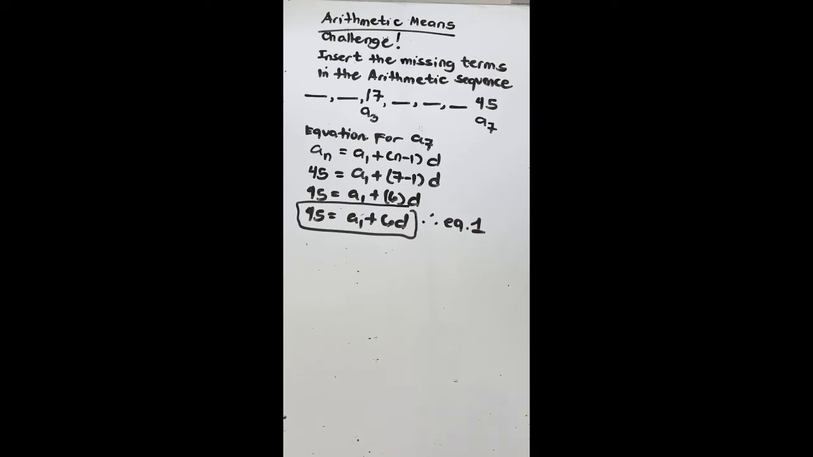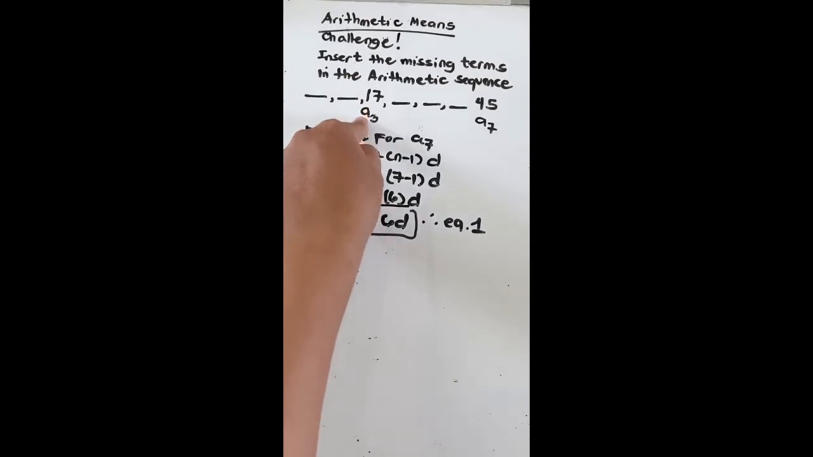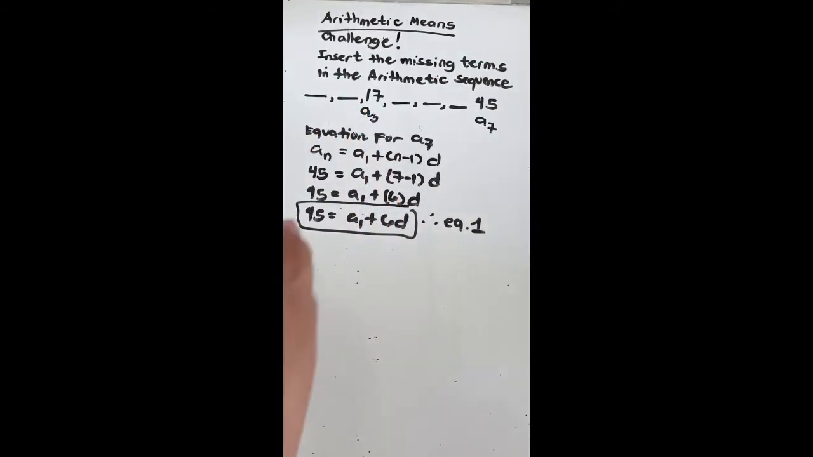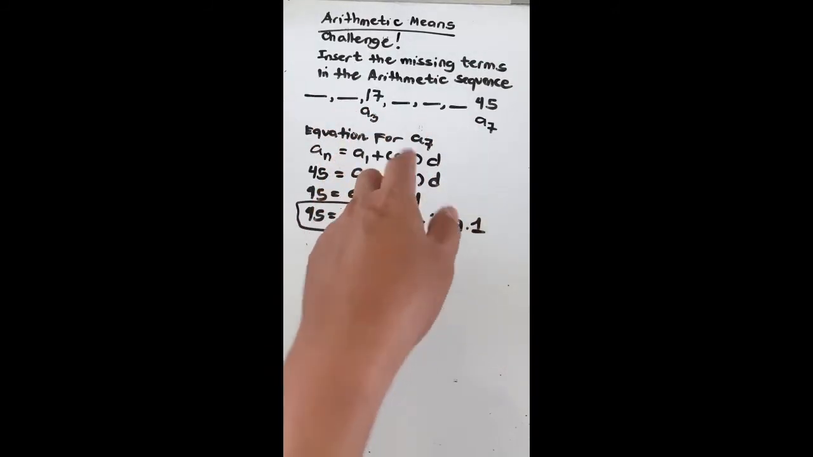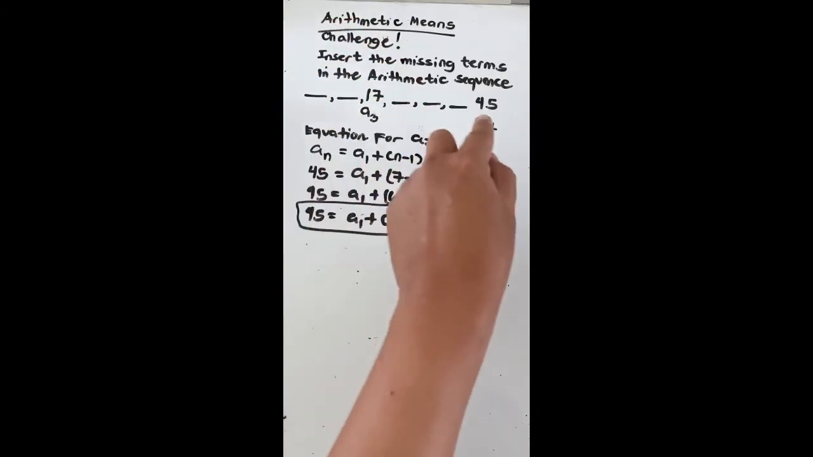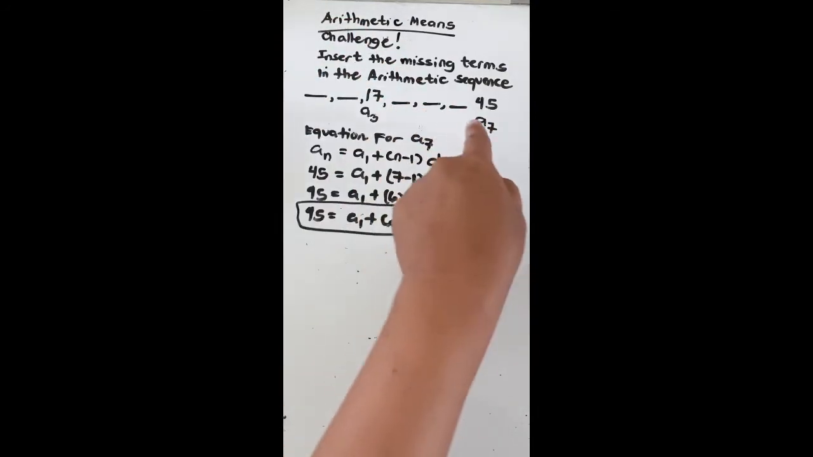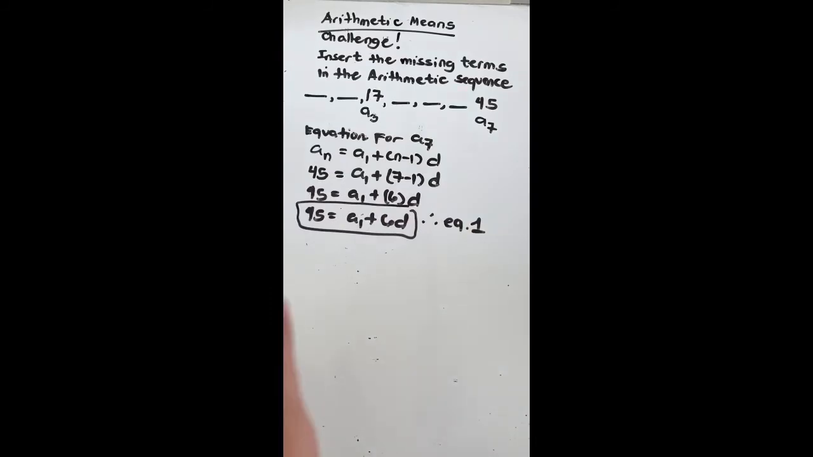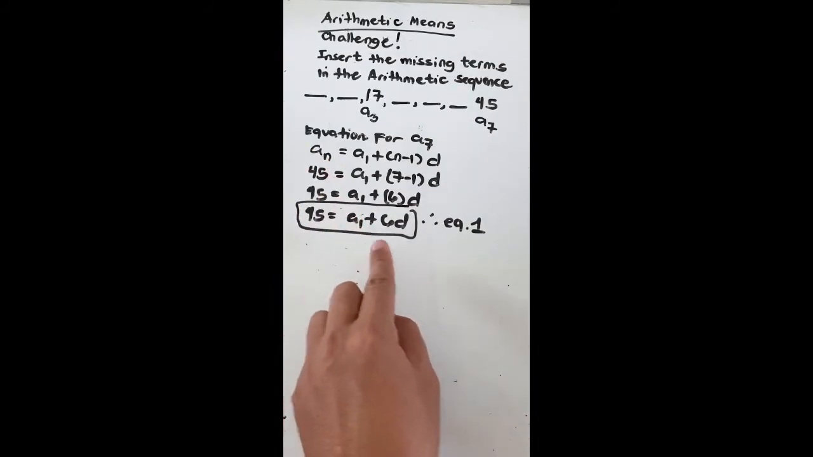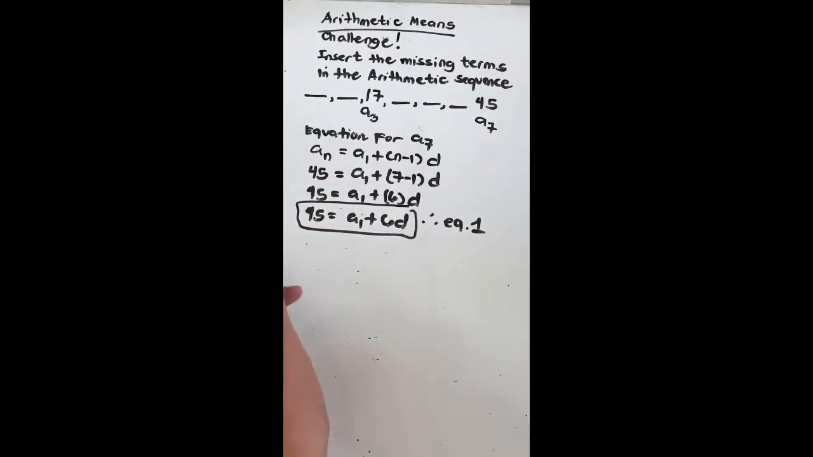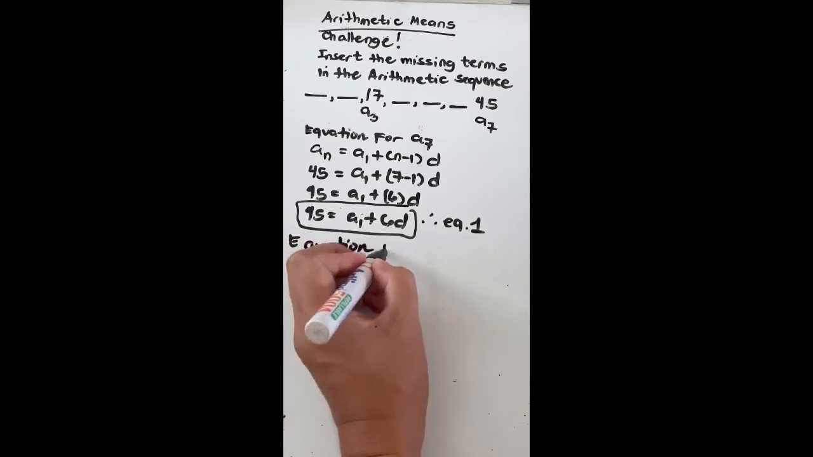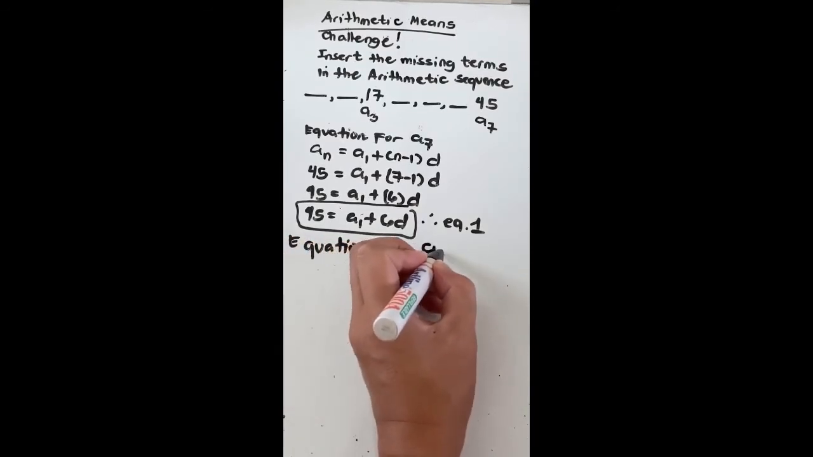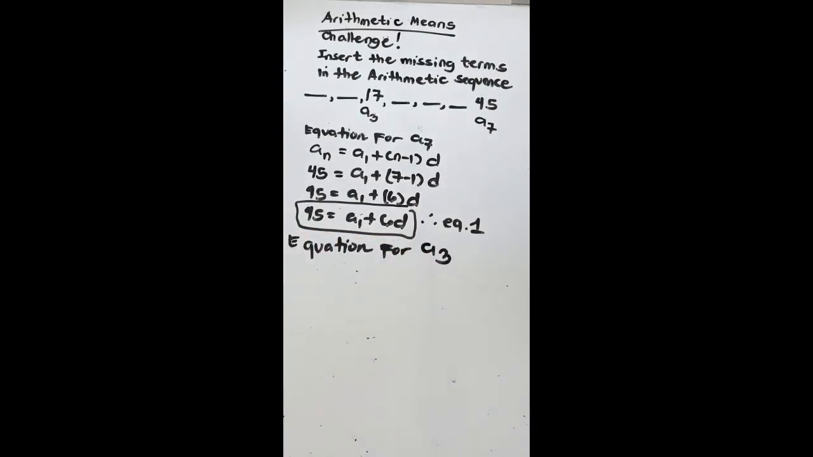Okay, so the next one is we need to get the equation for a sub 3. Kasi, dalawa lang yung given natin. So, our assumption, we need to get two equations. One for the a sub 7 and one for the a sub 3. So, natapos na natin, nakuha na natin yung equation for a sub 7. So, the next one is the equation for a sub 3. So, same process.